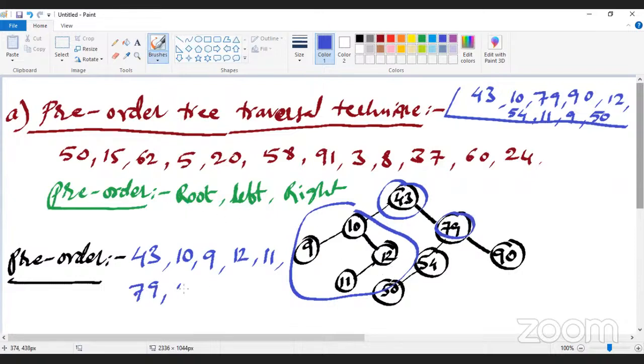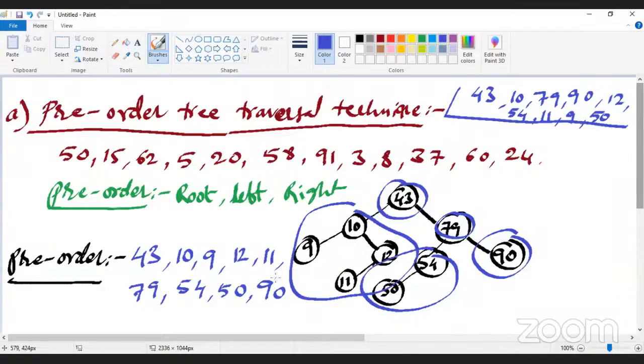Left subtree, 54. That is 50, the root. 50. Is there anything left to 54? 50 is there. Is anything right to 54? Nothing is there. So the left subtree is over. Again we have to go to the right one. This is 90. This is the pre-order of the given tree.